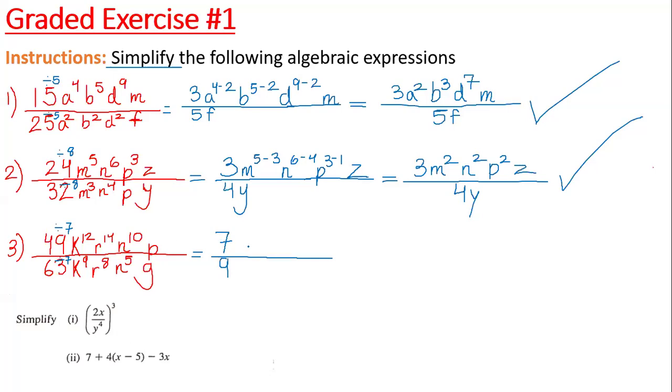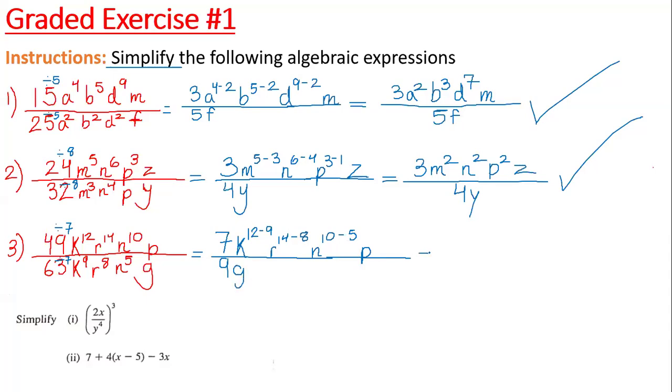And then we have K to the power of what? 12 minus 9. And then R to the power of what? 14 minus 8. And then N to the power of what? 10 take away 5. Very good. All over P. Just leave it as that. And then what we have here is just gonna be G, right? Yes, sir.